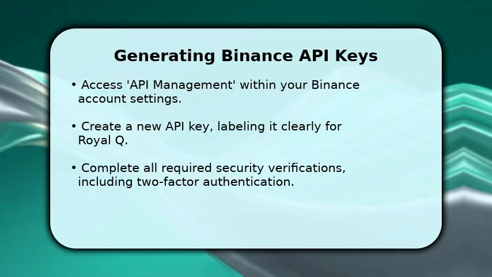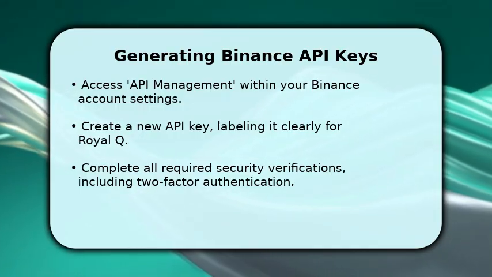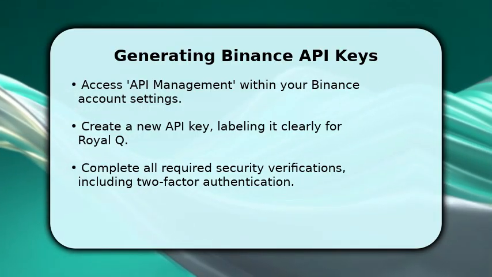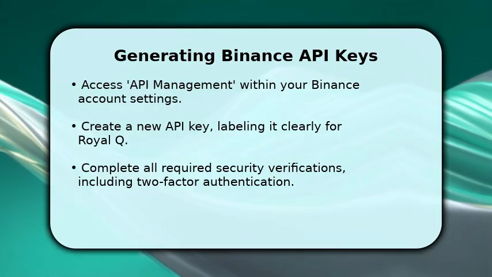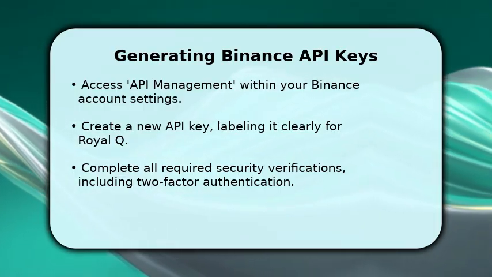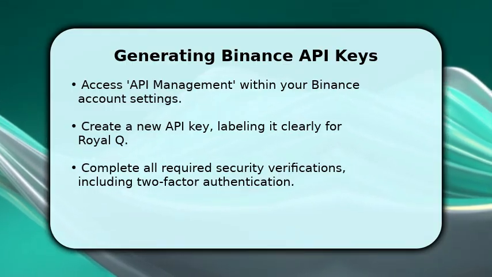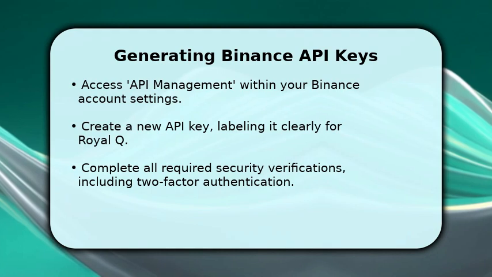You will need to pass security verifications, such as email and phone codes. After creation, edit the API restrictions. Crucially, enable only spot and margin trading and restrict access to the specific IP address you copied from RoyalQ. This step significantly enhances the security of your funds.